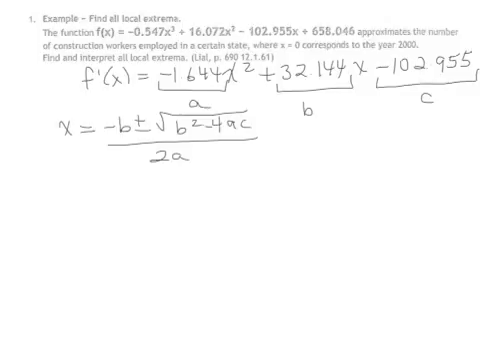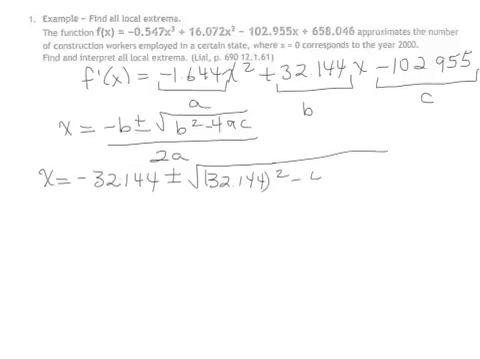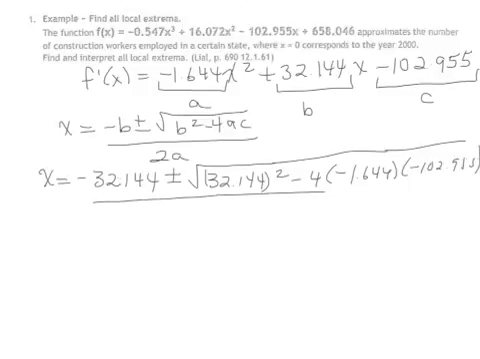So to fill in our values, we have x is equal to negative 32.144 plus or minus the square root of 32.144 squared minus 4 times negative 1.644 times negative 102.955, and all of that is over 2 times negative 1.644.